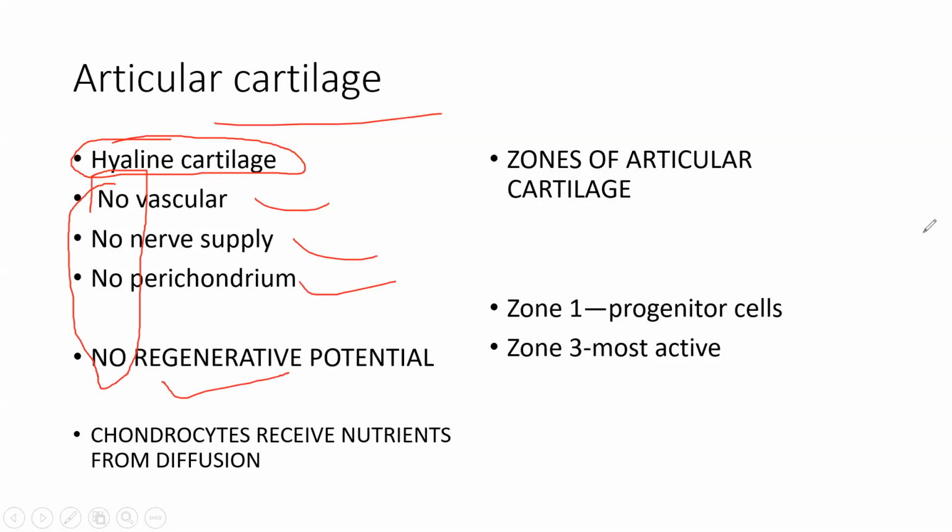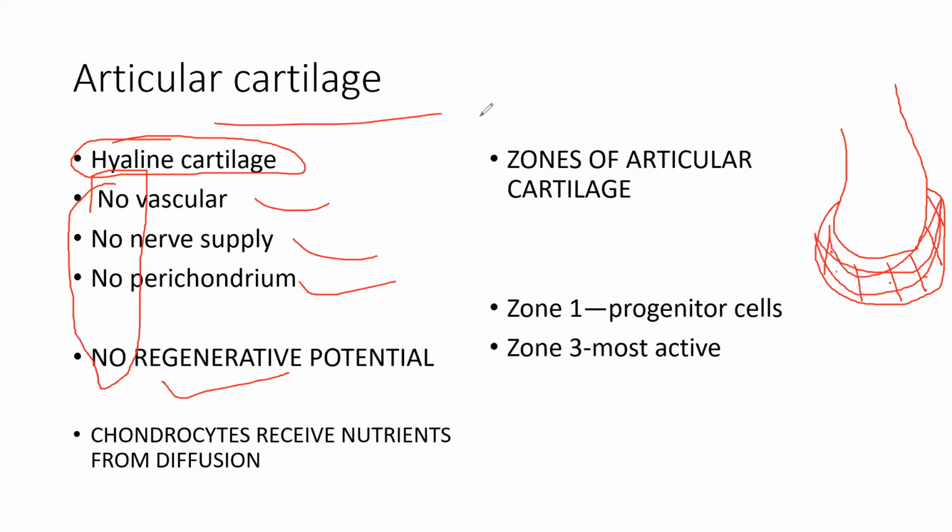So you have this bone and you have this cartilage. This cartilage is a useless cartilage. Why is it useless? Because it neither has nerve supply, nor blood vessel supply, nor can it regenerate itself, nor does it have perichondrium. Perichondrium is the outer layer of cartilage. So the hyaline cartilage, articular cartilage, is a useless cartilage. Okay, remember this much.